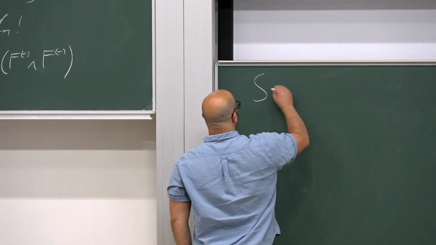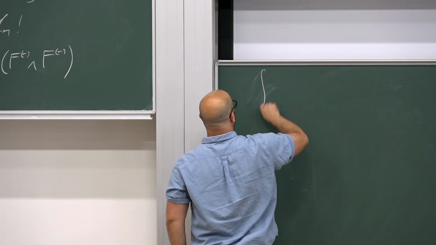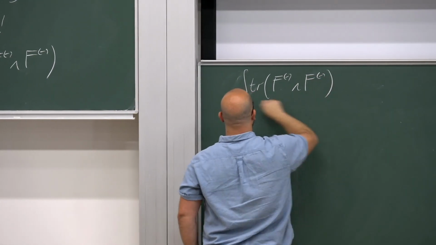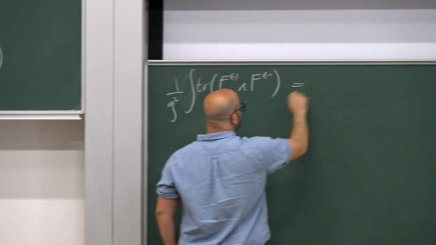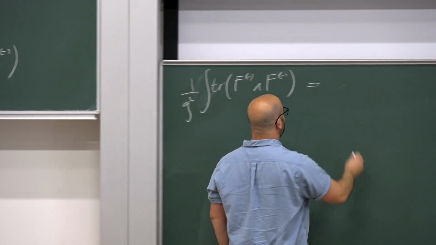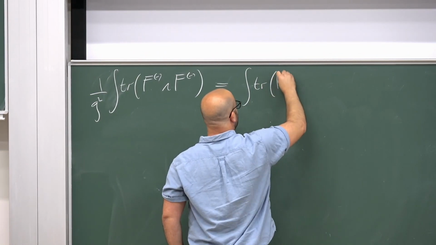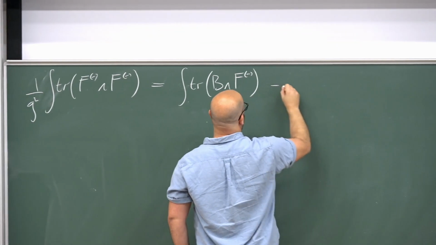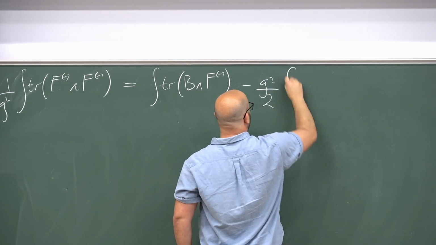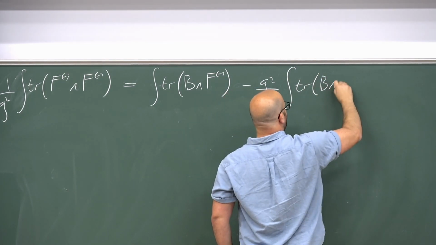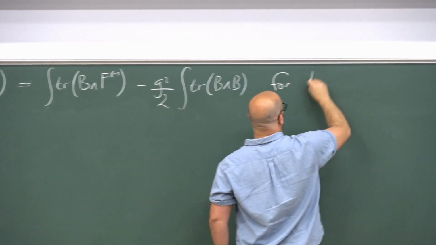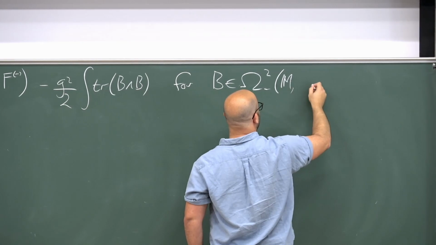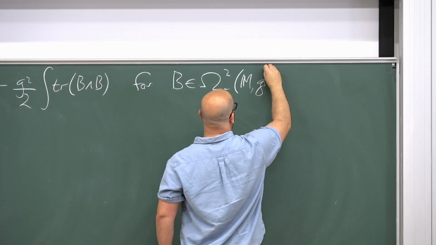So this integral of trace f minus wedge f minus over g squared, I can introduce a Lagrange multiplier and just rewrite this as integral trace b wedge f minus, minus g squared over 2 integral trace b wedge b, for Lagrange multiplier b in anti-self-dual 2-forms, say on Minkowski space, valued in the Lie algebra of the gauge group.